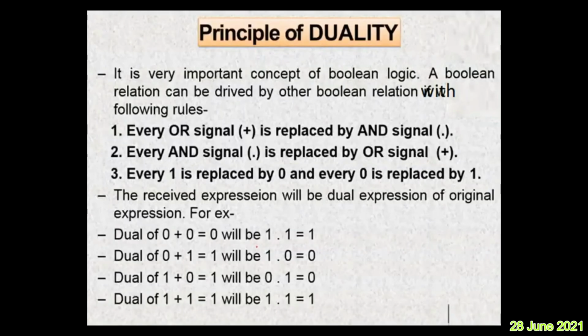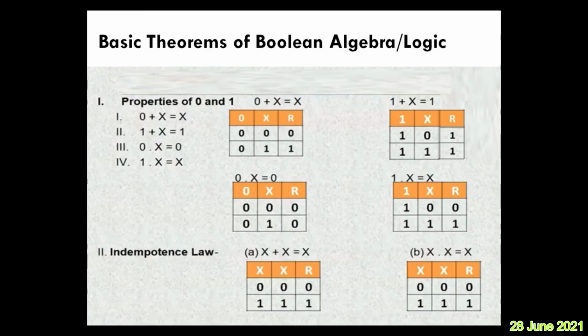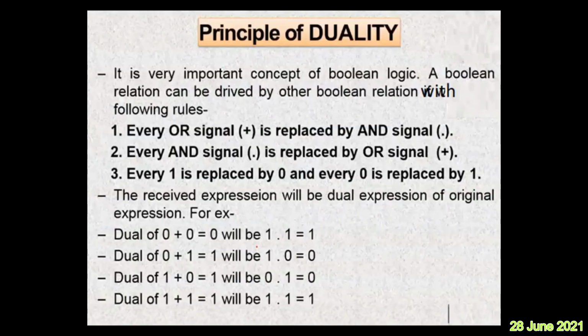With these basic postulates, we have one more concept that is called the principle of duality. Before going to the theorems, let us check what the principle of duality is. It is a very important concept of Boolean logic. A Boolean relation can be derived from another Boolean relation with the following rules. If one Boolean relation already exists, I can derive another Boolean relation with the help of that existing relation, then it is called duality.